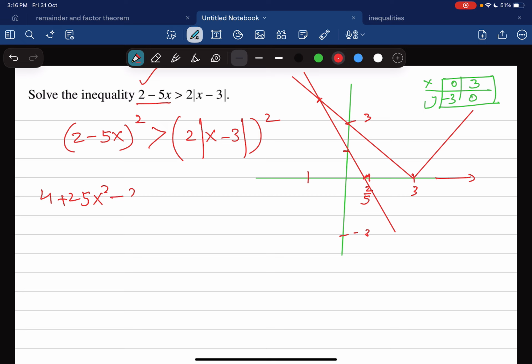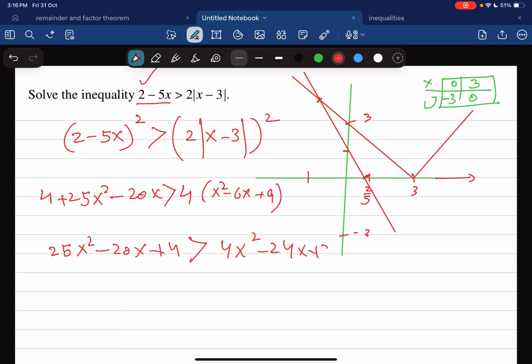Minus 10 minus 10, minus 20x. 2 squared is 4. (x − 3)² is x² − 6x + 9. 25x² − 20x + 4 is greater than 4x² − 24x + 36. 25x² minus 4x². The right side we bring to the left side, its sign will change. 25x² − 4x² is 21x². Minus 20 plus 24 is 4x. 4 minus 36 is minus 32.